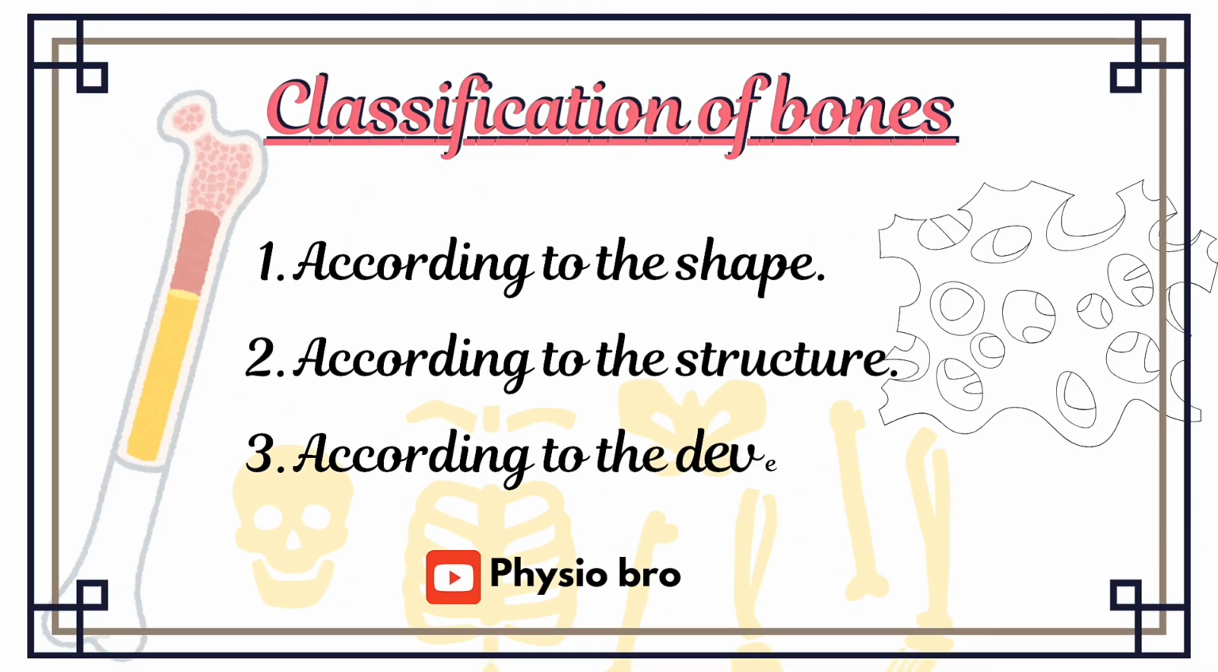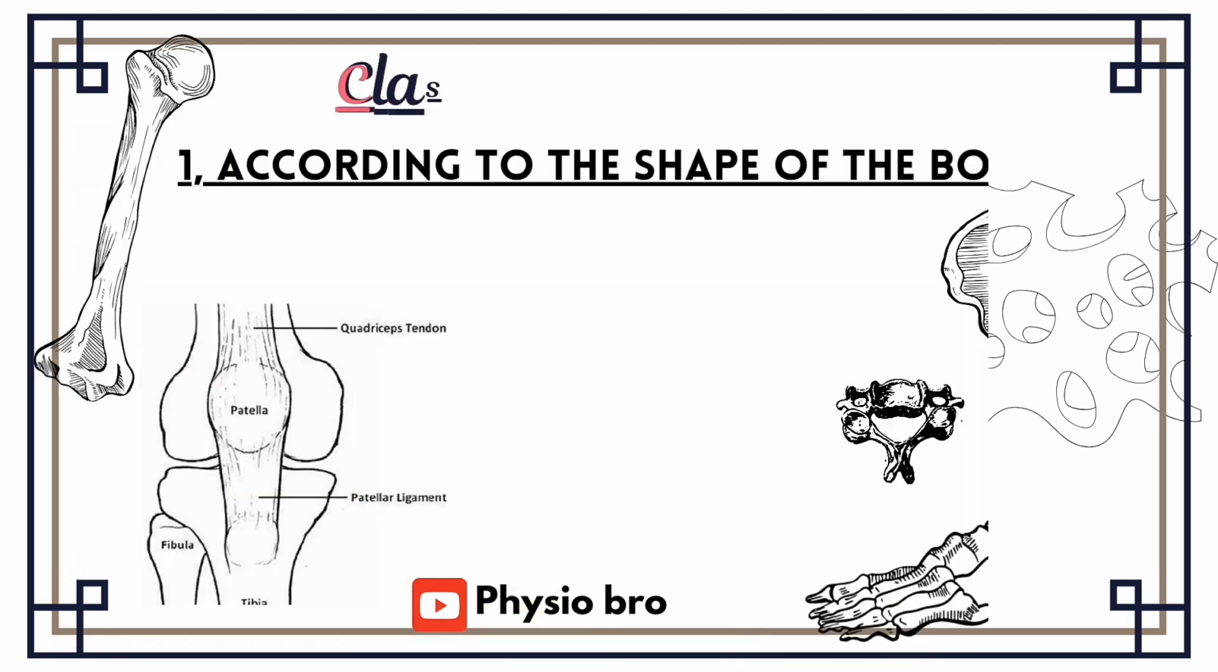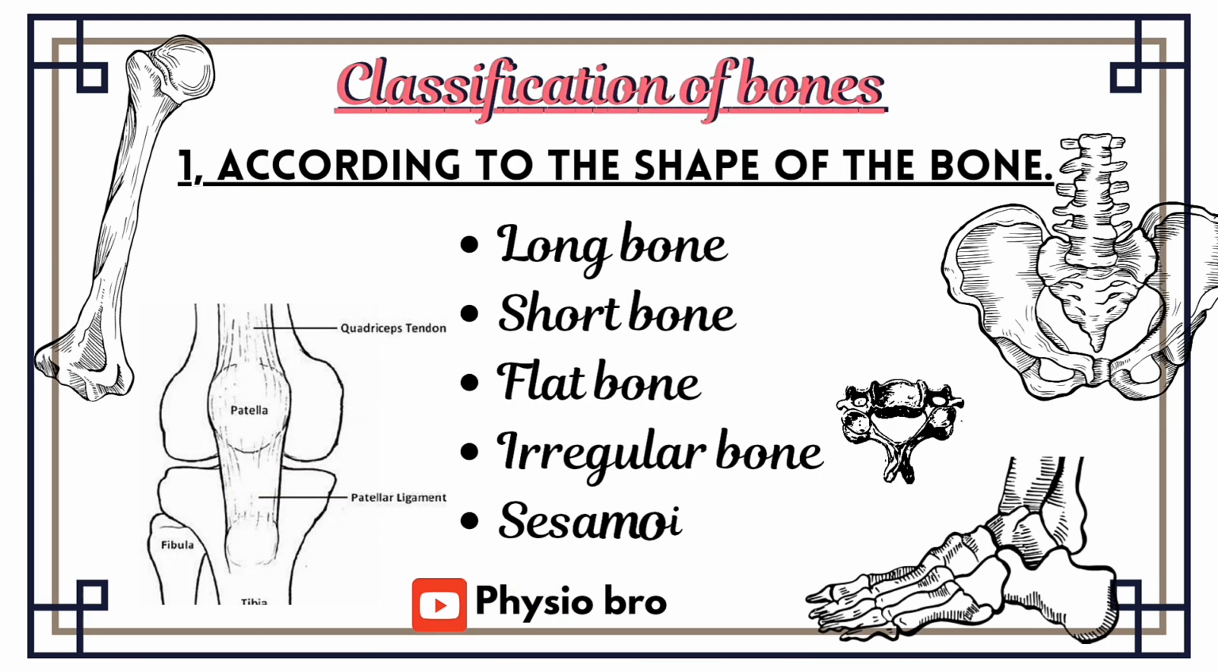Classification of bones. The bones are usually classified in 3 ways: 1. According to the shape of the bone, 2. According to the structure, and 3. According to the development of the bone. Classification of the bones according to their shape. Depending upon the shape and size, bones are classified into long bones, short bones, flat bones, irregular bones and sesamoid bones.